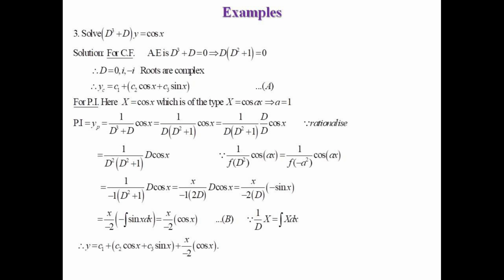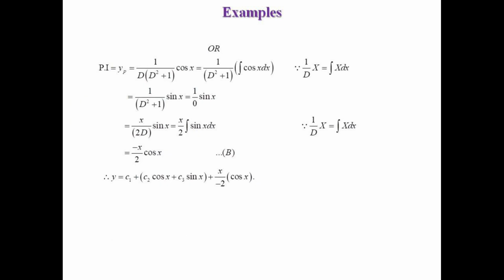So second method for solving the same value of particular integral, instead of factorization, we may apply a different method. In the denominator a single d term is available, so apply the concept 1 upon d into x equal to integration of x. Previously we rationalized that term to get the d square term. Instead of rationalizing, we may remove the d term from the denominator by applying the concept 1 upon d into x, which is equal to integration of x dx.